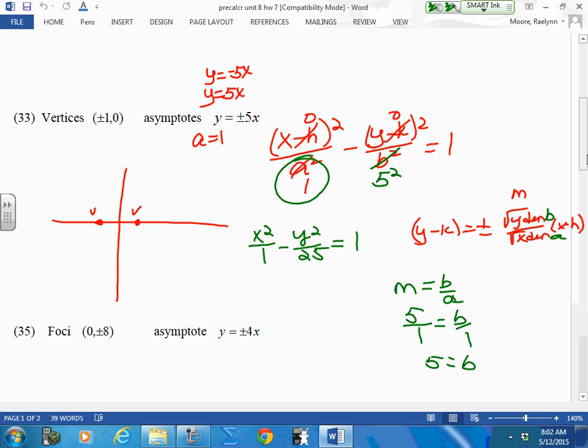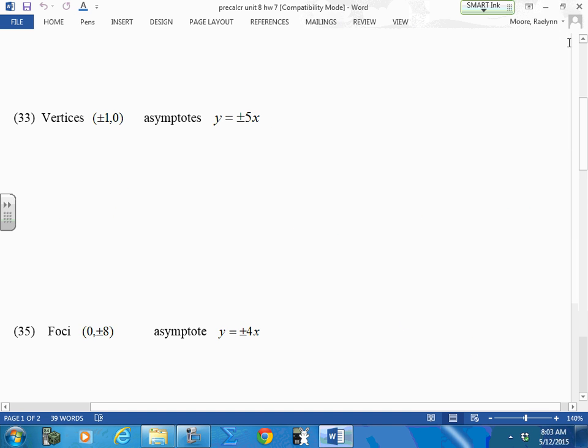Okay? And the A is just the center. And the a is the distance from the center to the vertices. And you only have one more, right? This one's a little bit difficult. So let's do this one together.